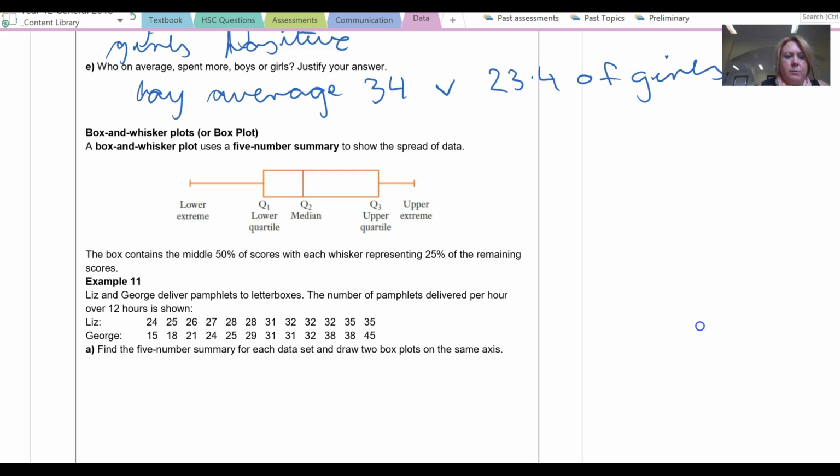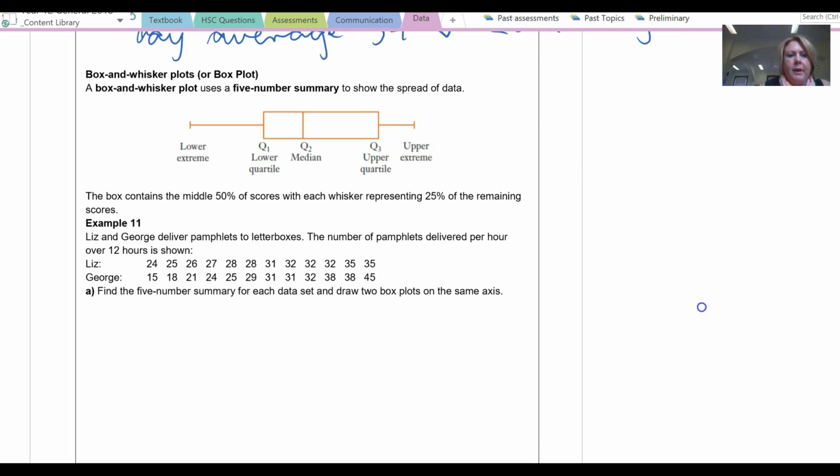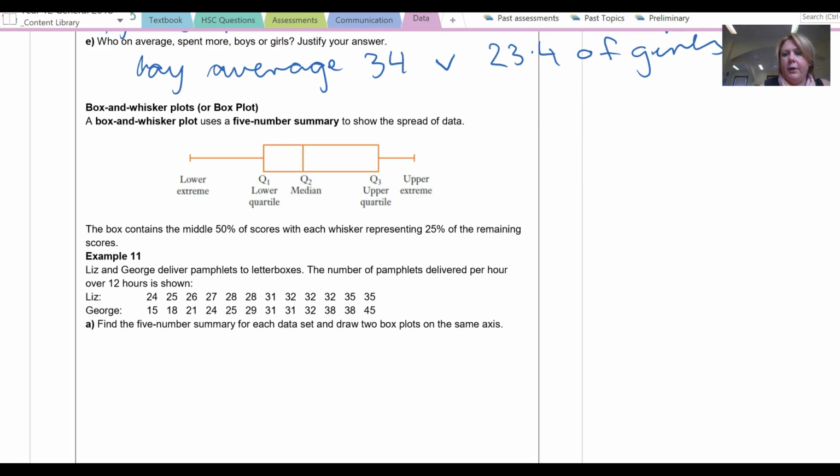Okay, let's look at this box and whisker plot. I'll do it in a second video.